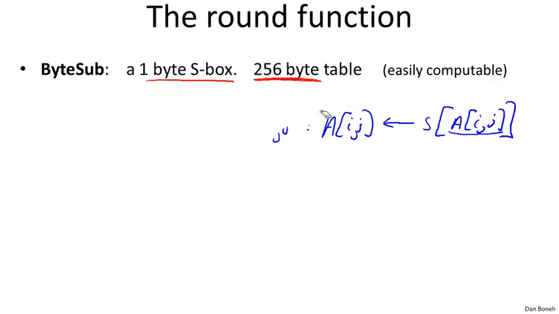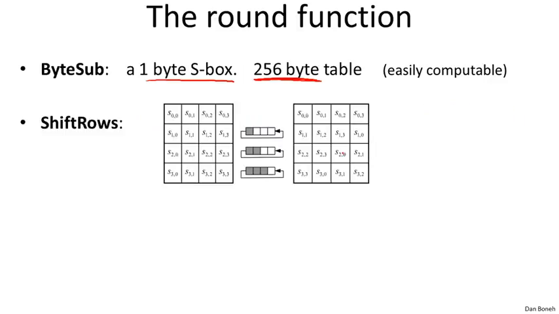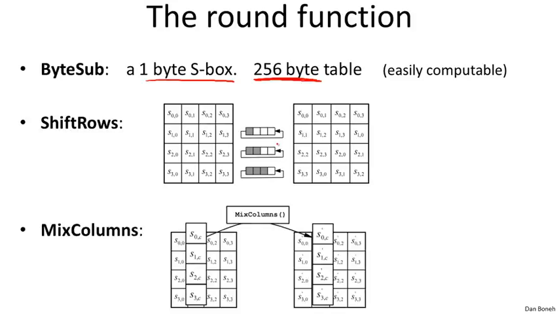The next step is a shift row step, which is basically just a permutation. We do a cyclic shift on each one of the rows. You can see the second row is cyclically shifted by 1 position, the third row is cyclically shifted by 2 positions, and the last row is cyclically shifted by 3 positions. And the last thing we do is mix columns, where we apply a linear transformation to each one of these columns. There's a certain matrix that multiplies each column, and it becomes the next column. This linear transformation is applied independently to each one of the columns.